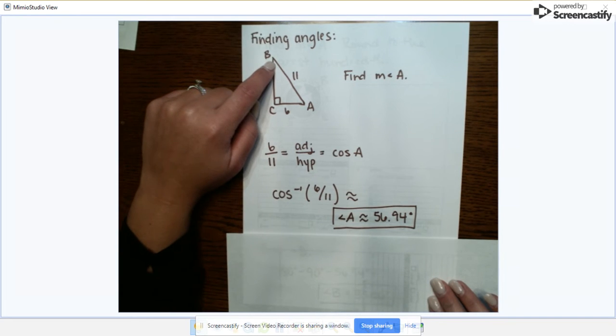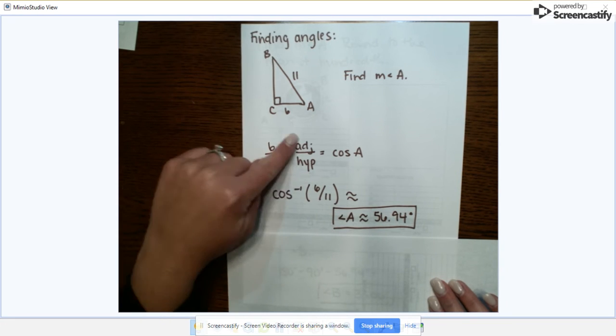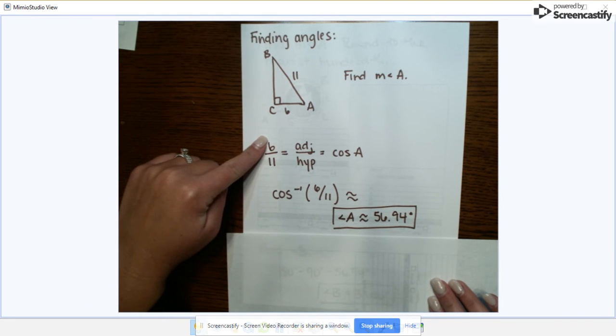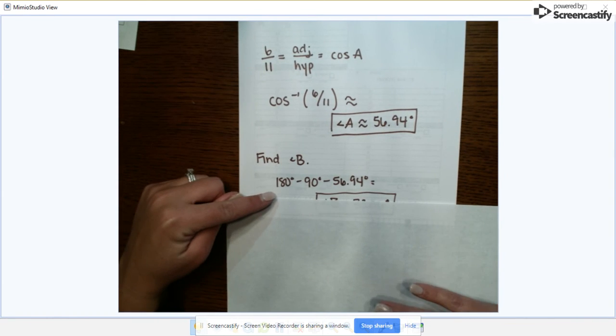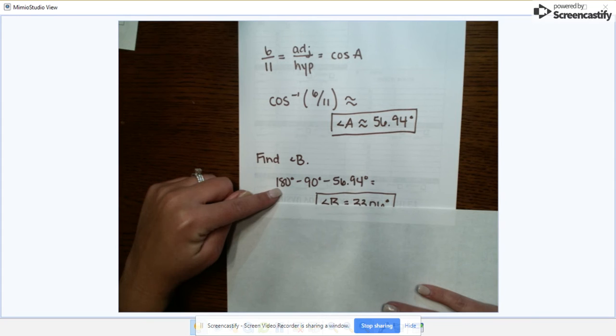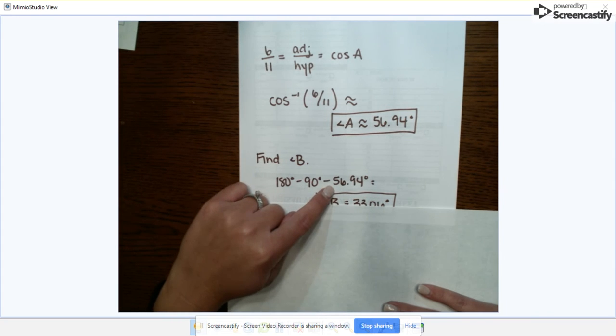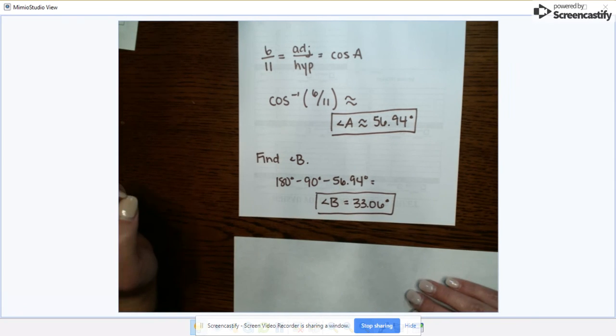What if I asked you to find angle B? Well, you could set up another fraction similar to what we just did for A, but also we know that there's 180 degrees in a triangle. So I went and found angle B, just knowing 180 minus my 90-degree angle minus angle A gives me angle B to be roughly 33.06.